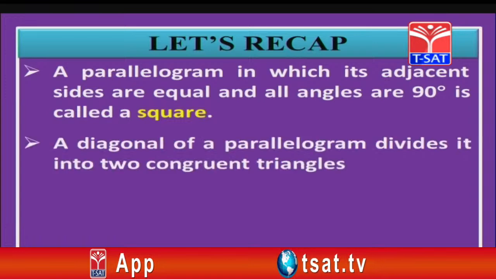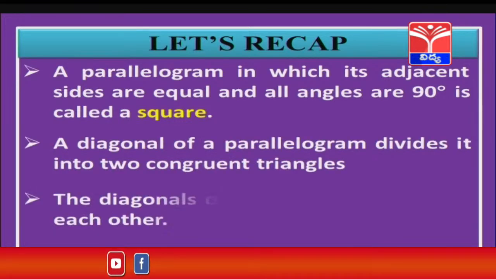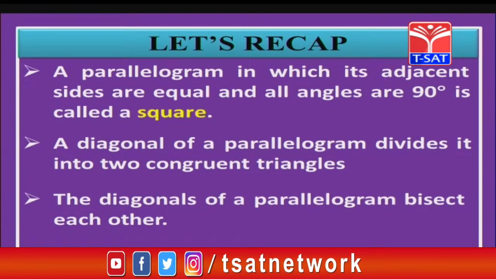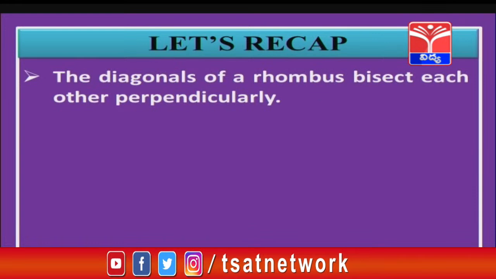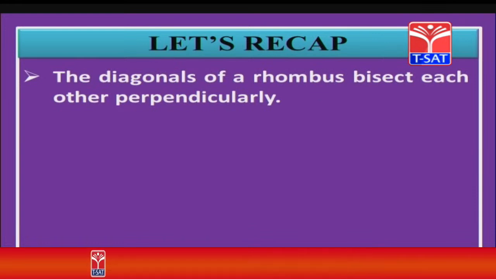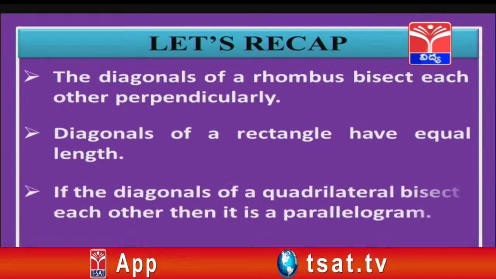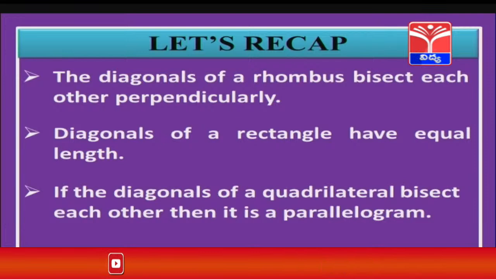A diagonal of a parallelogram divides it into 2 congruent triangles. The diagonals of a parallelogram bisect each other. The diagonals of a rhombus bisect each other perpendicularly. Diagonals of a rectangle have equal length, and finally, if the diagonals of a quadrilateral bisect each other, then it is a parallelogram. Now, it is time for us to work out some problems on the concepts that we have learnt. Let us see those problems.